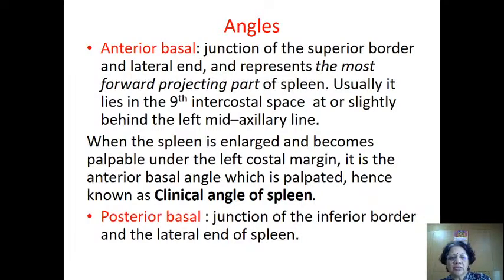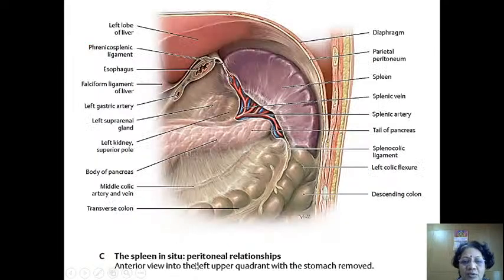It should be looked for in the 9th intercostal space, somewhere near the mid-axillary line. Usually in health it should not be palpable. A healthy spleen is not palpable. But when it gets enlarged, usually due to some disease, then it becomes palpable under the left costal margin, and this is therefore called the clinical angle of the spleen. What you will first feel in the patient, some organ coming and touching your finger, would be the anterior basal angle of the spleen. And the posterior basal I've already described. So that is where it is tucked in.